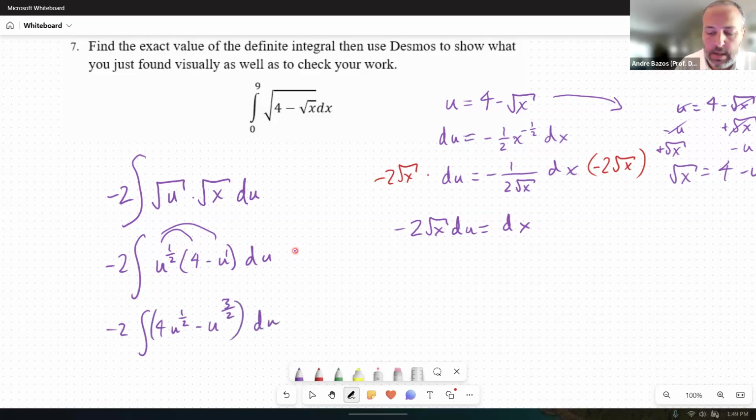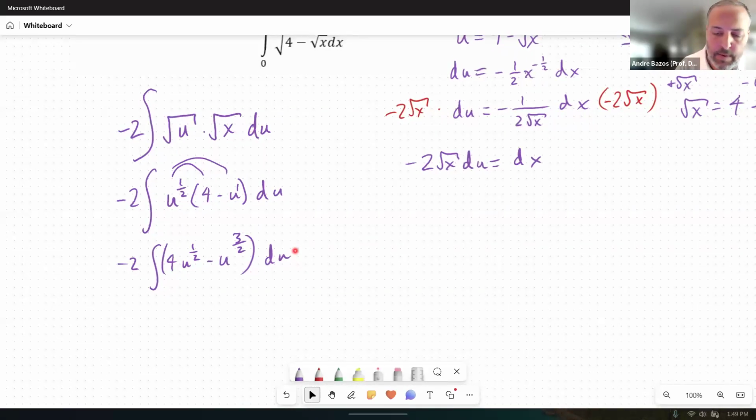du is this whole thing. Let me go ahead and whoop this in because I don't like it there. I'm just making this as nice as possible. The last thing I want to do here, so this is negative 8u to the 1/2 plus 2u to the 3/2, and we'll see what happens, du.